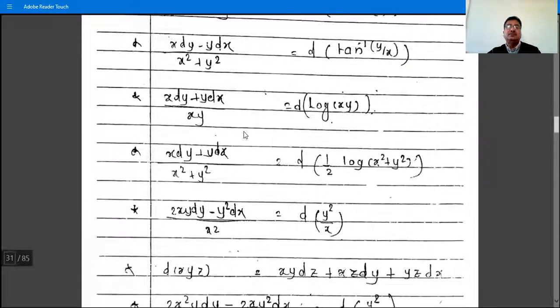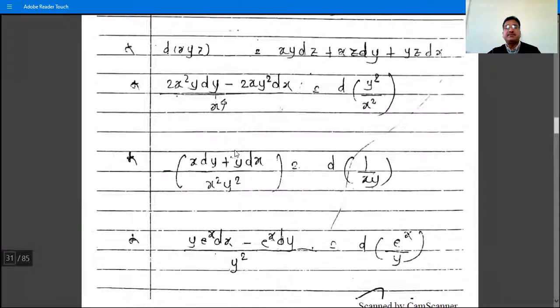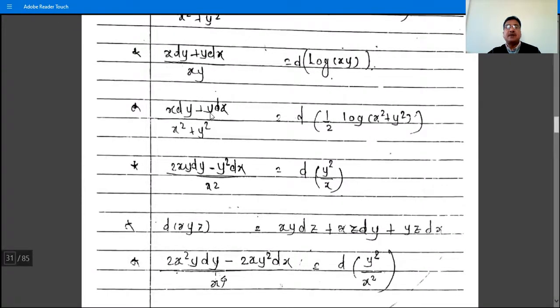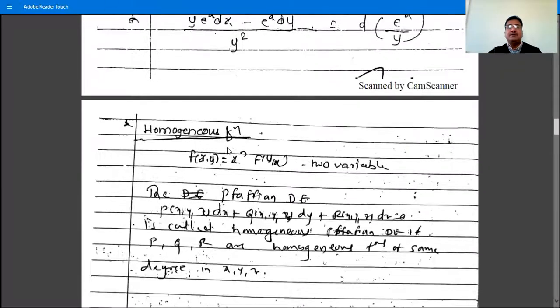In order to find the integration of the two mixed variables, use these tricks. Here is the correction: x dx plus y dy over x square plus y square is the derivative of 1/2 log (x square plus y square). The correction is x dx plus y dy. So the next type is the homogeneous Pfaffian differential equation, that is the third type. We'll see this next type and some problems of one variable separable in the next lecture.